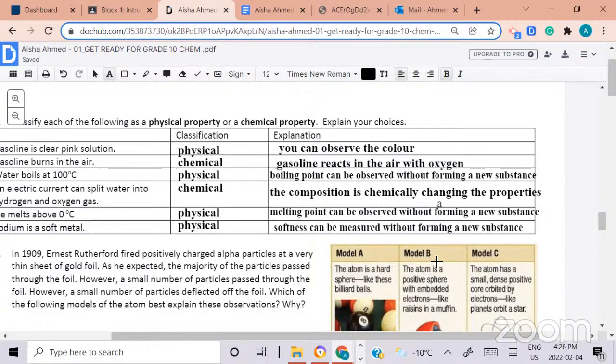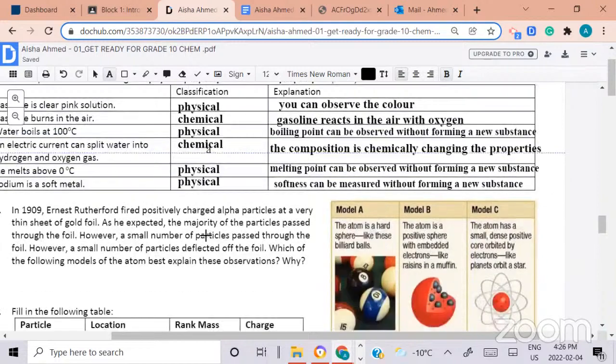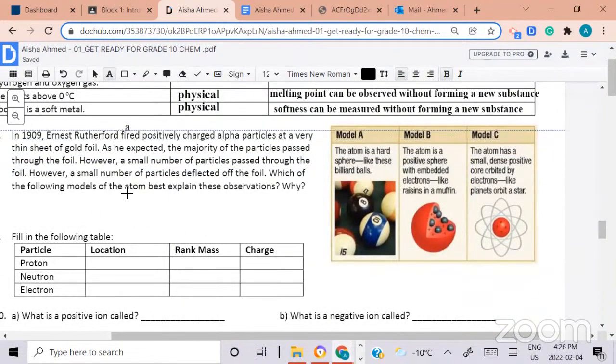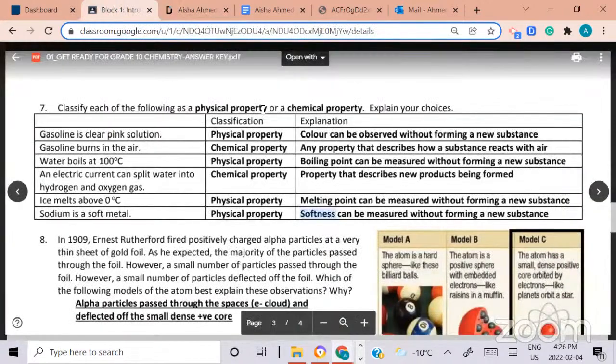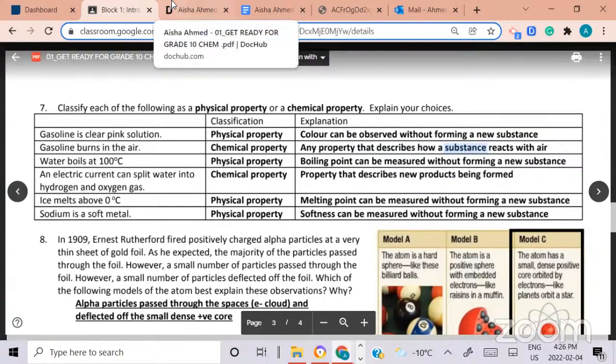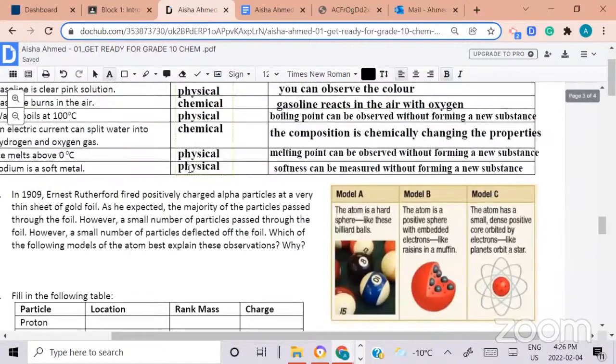Are you there? Yes, I'm here and I'm waiting. Okay, so softness can be measured without forming a new substance. Awesome. The first two, do you want to just quickly read over the explanations in the answer key? Color can be observed without forming a new substance, and flammability describes how a substance reacts with air. Okay, so we got the main points across. So let's move on to question 8.